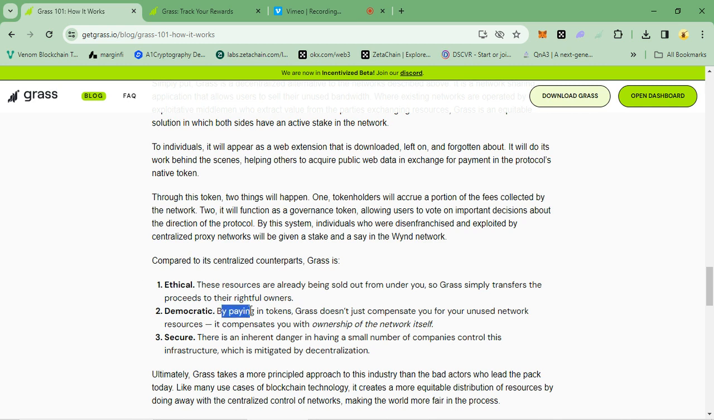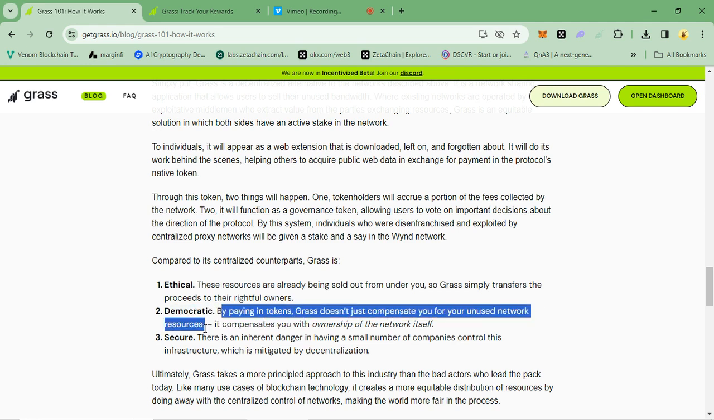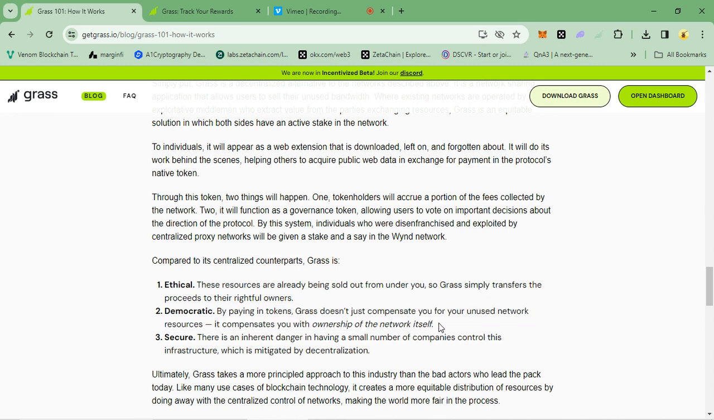Democratic: by paying in tokens, Grass doesn't just compensate you and I for our unused network resources. It compensates us with ownership of the network itself. That's where we get the power to vote if an upgrade or an improvement for the community matters or not.